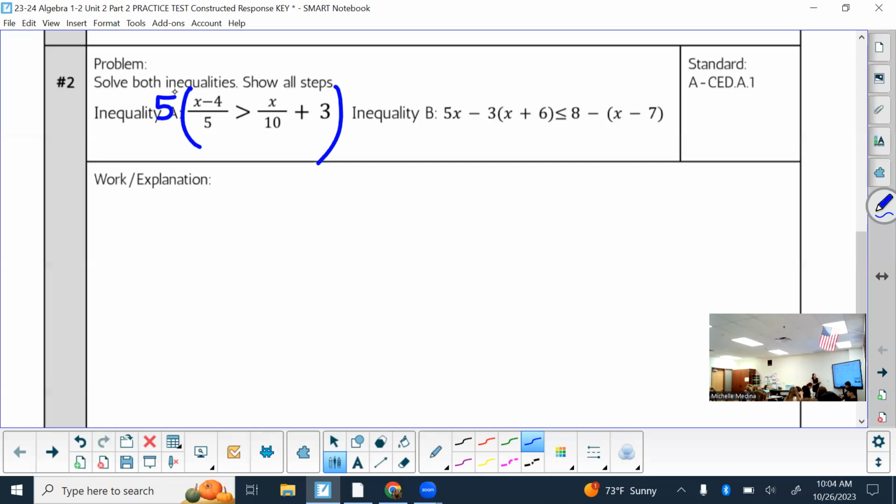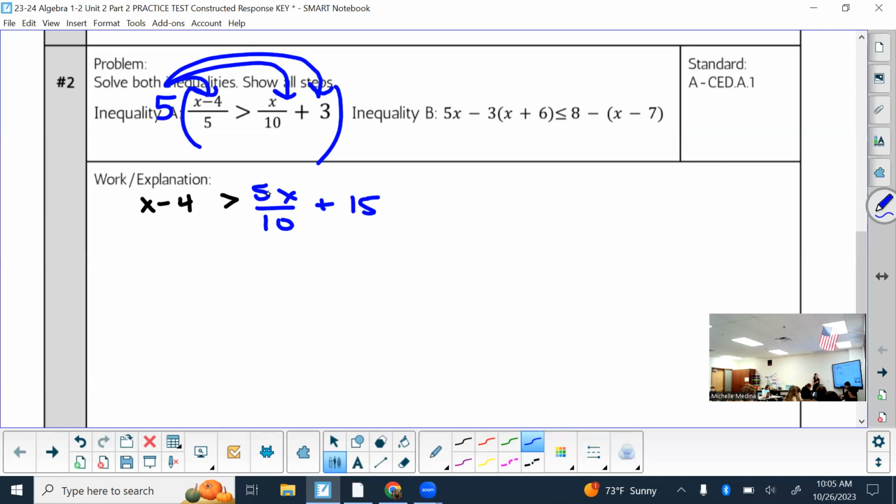So when I do that, you have to multiply everything by 5. I'm multiplying the whole thing by 5. When I do that to the first term, it just becomes x minus 4, right? Because timesing by 5 and dividing by 5 cancels out. I don't need to flip the sign because I'm multiplying both sides by a positive 5. And then don't forget to multiply the 5 to both terms over here. We also multiplied it to this first term too. So then I get 5x over 10. And then what's 5 times 3? 15.